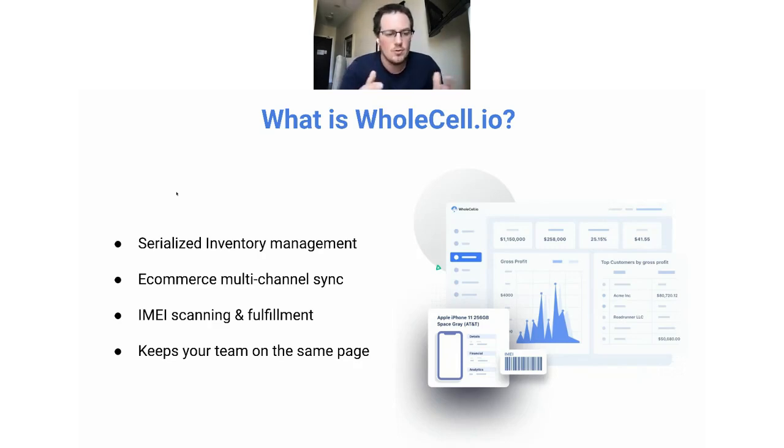One of those areas is e-commerce multi-channel sync. One of the things WholeCell does is keep your inventory organized across your e-commerce channels in a serialized manner. Other inventory apps do a great job of that when you're selling SKU-based inventory that's maybe all brand new, something like that. WholeCell is great at doing this with used inventory, and there's more depth there, but I'll leave it at that.